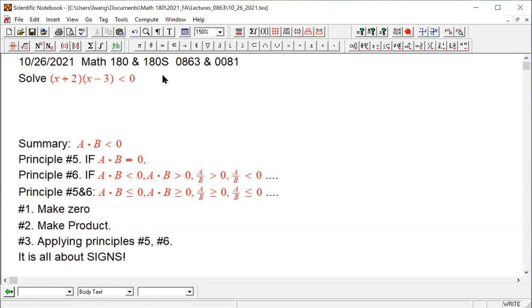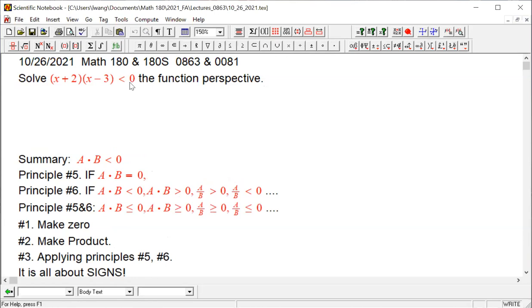Solve that. The function perspective. And of course, we understand this is an if statement. It's still an if statement for sure. If the product of two numbers is less than 0, right? But the function perspective tells us that this is a function.